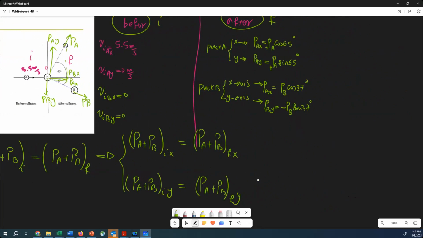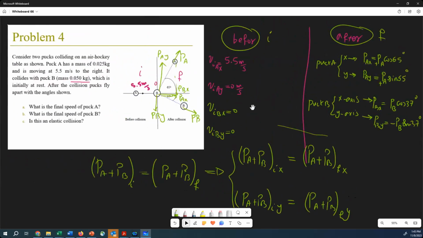Okay, what is the PIX? We already have it here, yes? It's going to be mass times velocity. What is the mass of A? Mass of A was 0.025, yes? Let me just write it here. Mass of A is 0.025. Mass of B is 0.05. Yep.